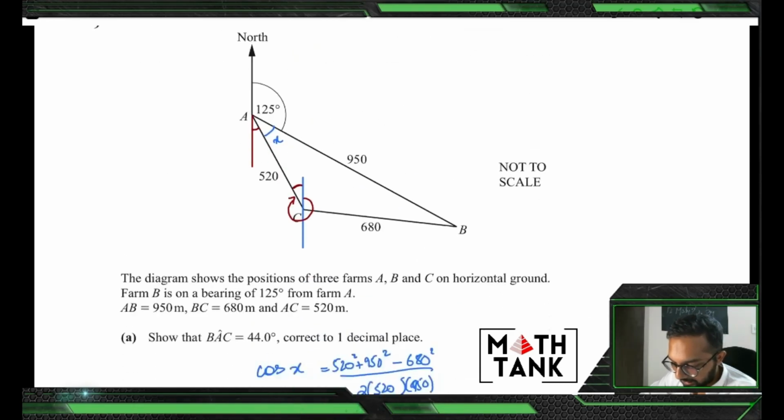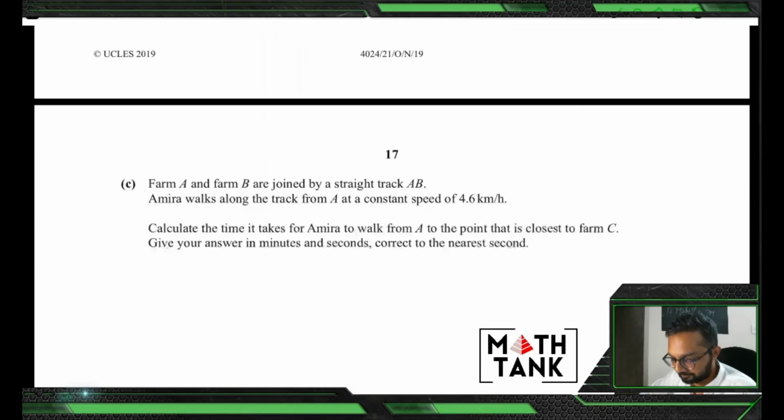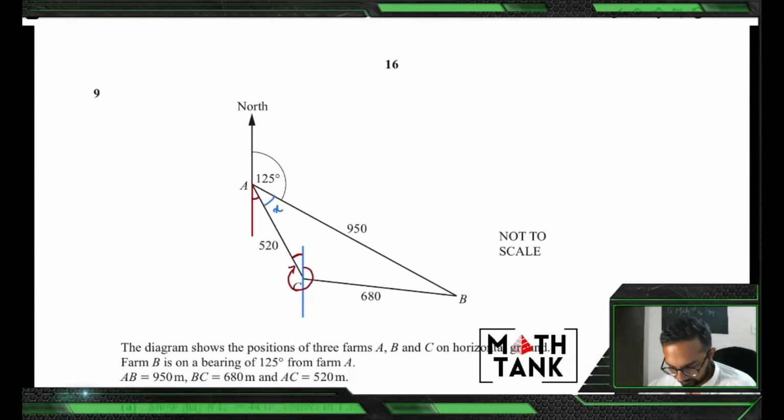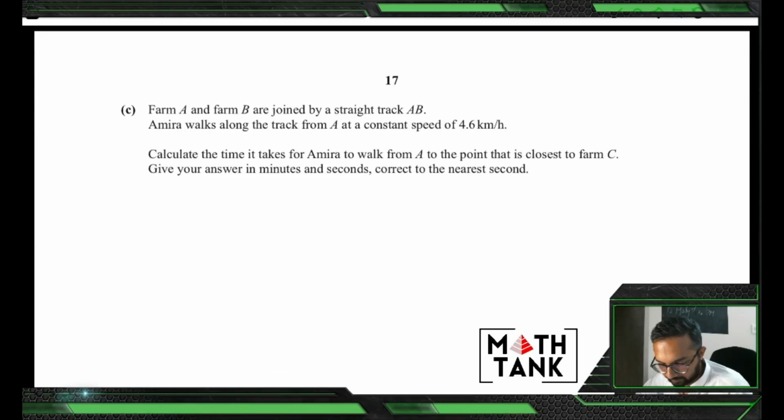Okay, so the bearing of A from C is 360 minus 11, which is 349. Okay, let's verify if those are the correct answers. This was 9A and B. So 9A and B, 349. That's what I said. And 44.0 is something that we've proved.